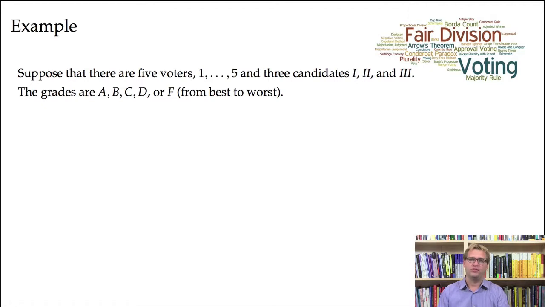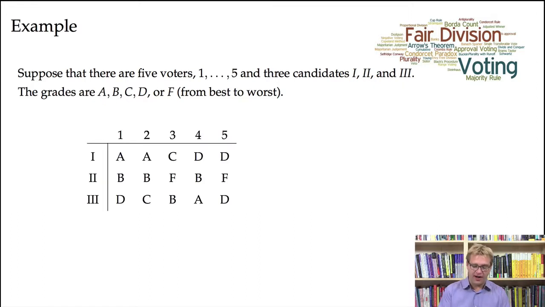Suppose there's 5 voters, 1 through 5, and there's 3 candidates, 1, 2, and 3. And let's just use the grades A, B, C, D, and F. So for all Americans, anybody who's gone through the American school system, these grades are going to be very familiar to you. A is the highest grade, B is the second highest, C, then D, and F is the lowest grade.